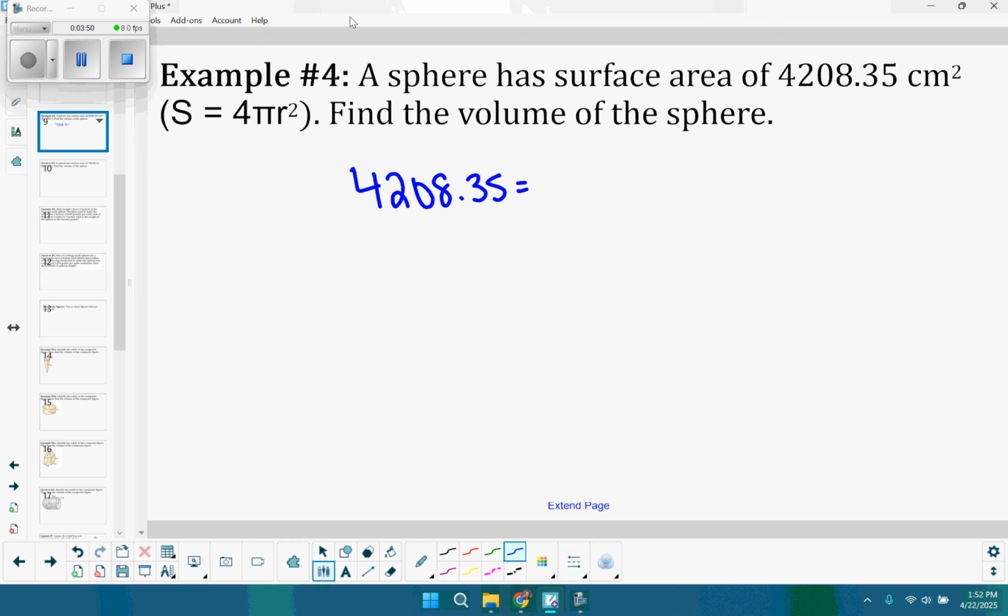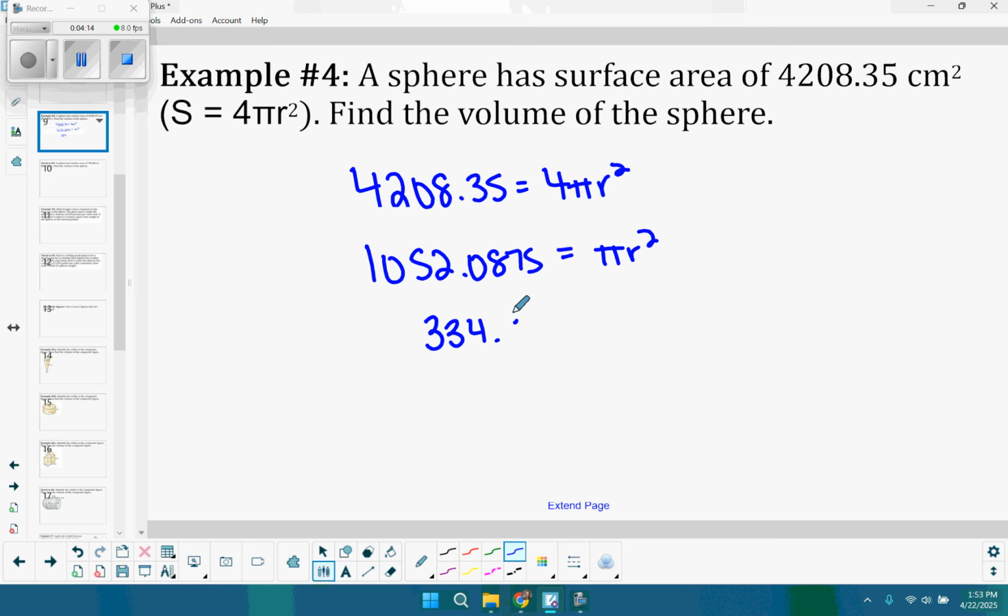So 4208.35 is equal to the formula 4 pi r squared. If I start by dividing by 4, and then divide by pi. Some of you may have noticed you can divide by both at the same time, but it's tricky. Your calculator thinks you're trying to do other things, so you need to do parentheses around them. It's easier to just do them separately. So now I'm left with this number. I'm going to take the square root of it. When I take the square root of both sides, I get that r is 18.3.